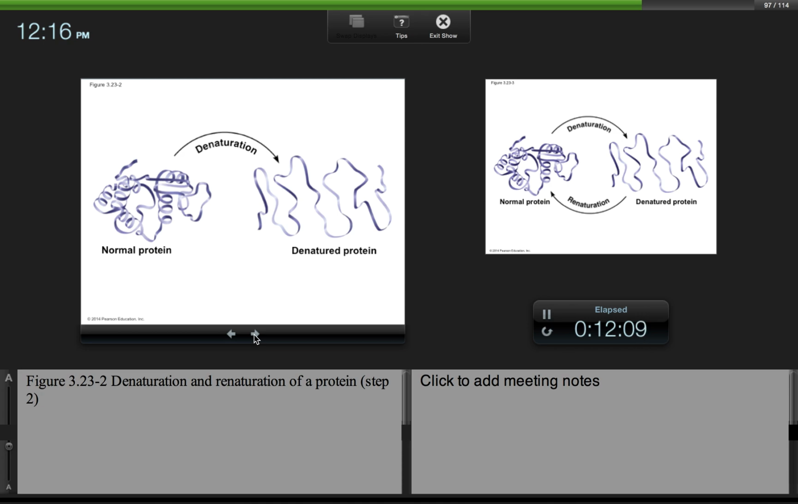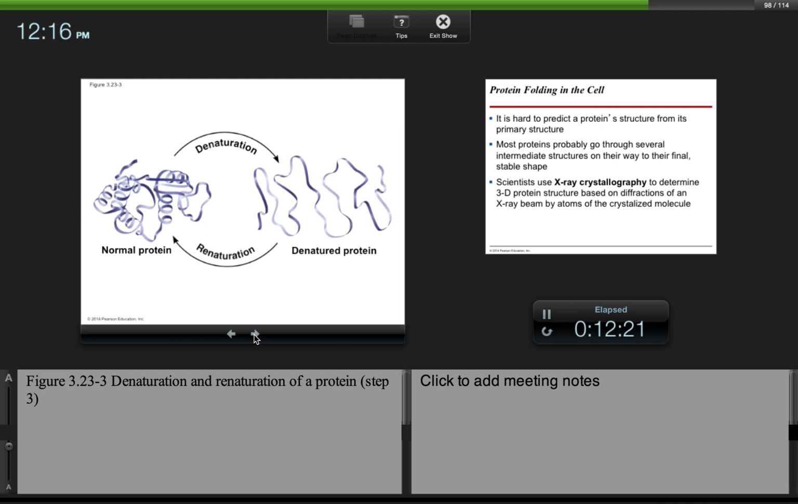Now, remember that all the levels of protein structure are genetically determined. So if we reinstate the original environmental conditions, that protein will renature. It'll go back to its native state because the native state of the protein is genetically determined.